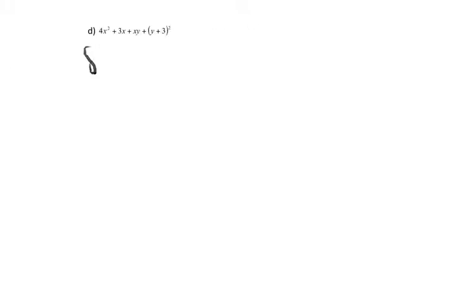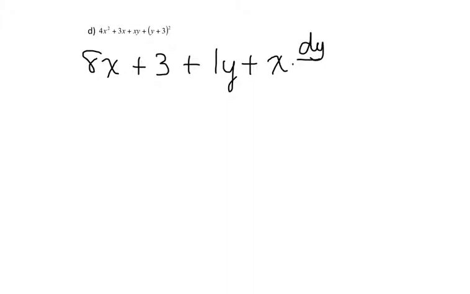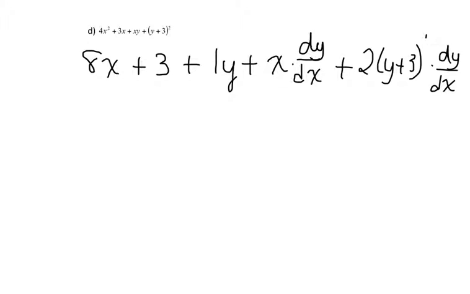Okay, this one, again we're going to do it in parts. 8x plus 3 plus, now we have product rule. So derivative of x is 1 times y plus x times derivative of y. And then we need chain rule, 2y plus 3 to the power 1 times derivative of the inside, which is derivative of y. And since we don't know what y is, we can't simplify our derivatives anymore, and we can't plug in the y.